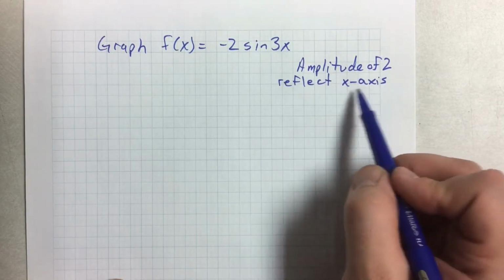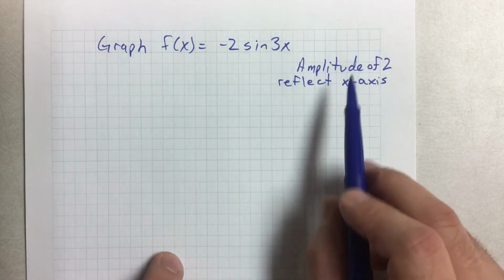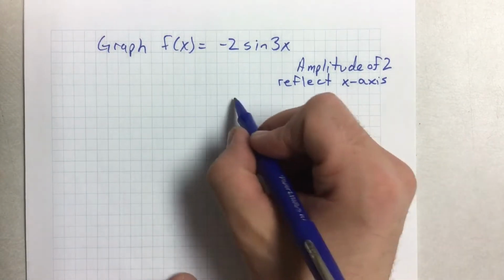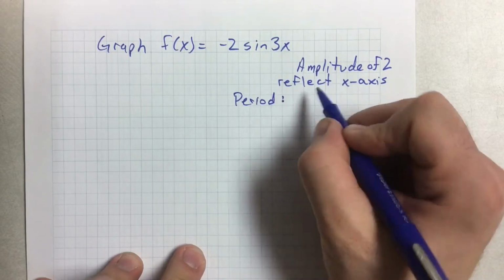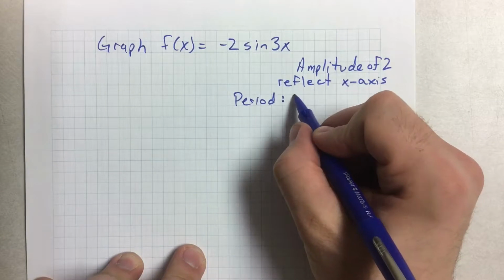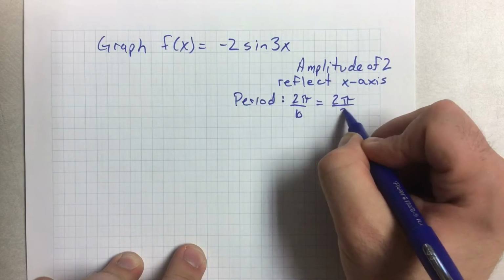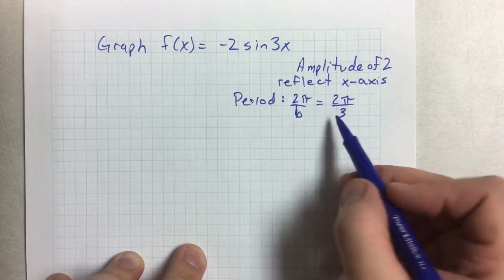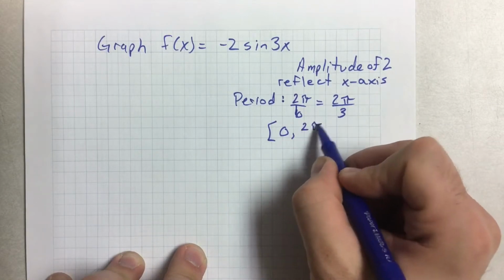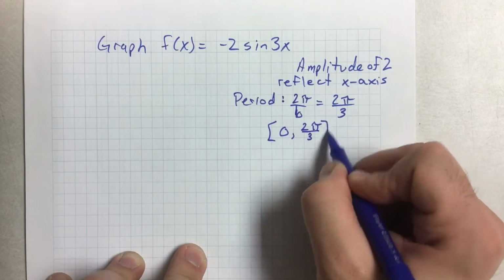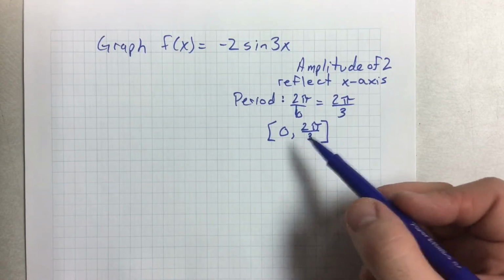If we do our table correctly, this will be done for us actually, just so you know. The table will take care of the reflection for us as well as the amplitude. So period. The interval for one cycle is, b is 3, so 2 pi over b, or just 2 pi over 3. So our interval to complete one full cycle is only 2 pi over 3. So it's a lot less than just 2 pi.